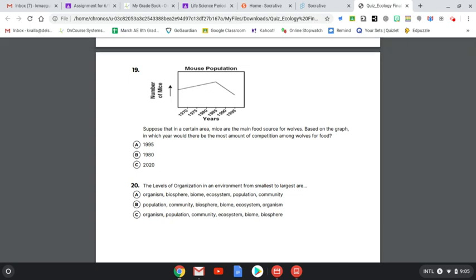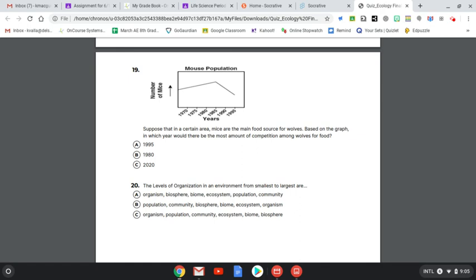19. Suppose that in a certain year, mice are the main source of food for wolves. Based on the graph, in which year would there be the most amount of competition amongst wolves for their food? Is it A, 1995, B, 1980, or C, 2020?